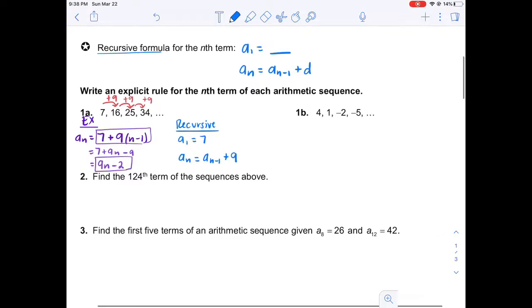But now we're going to do 1b. Again, looking between these numbers, I don't quite see a clear number that's dividing to get between them, but we are subtracting 3 every time that the numbers go down. They're going down by 3. So that is our common difference. So d is -3 and our first term, a1, is 4.